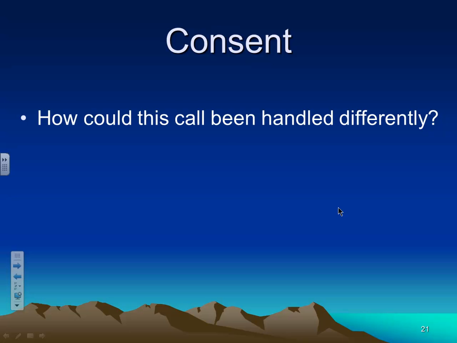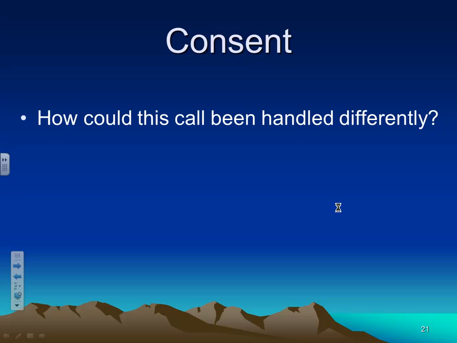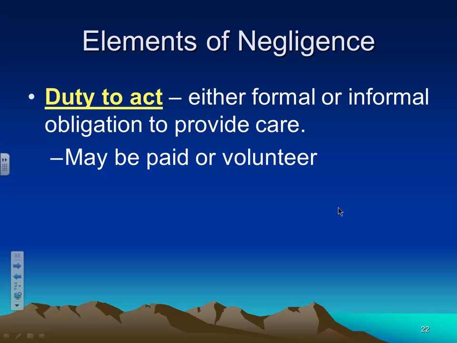Okay, let's look at consent. Did I go back too far? Yeah, I already did that. All right, let's look at negligence. What are the 4 parts of negligence? There are 4 components to negligence that have to be met. You know what they are. What are these? All right, we've got the first one up there, duty to act.